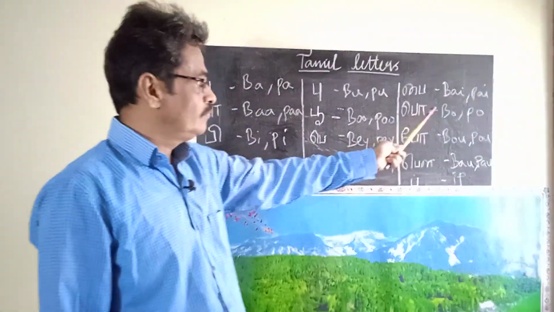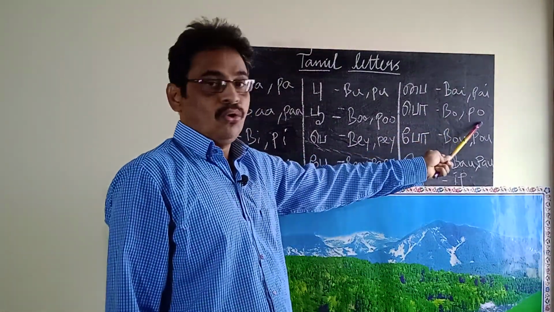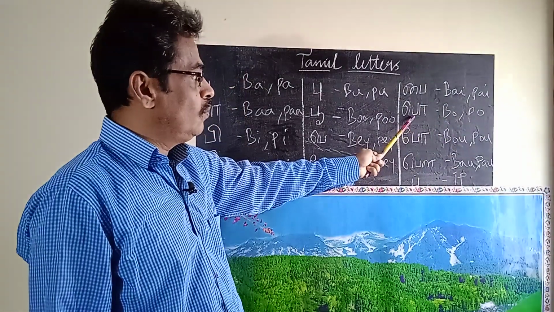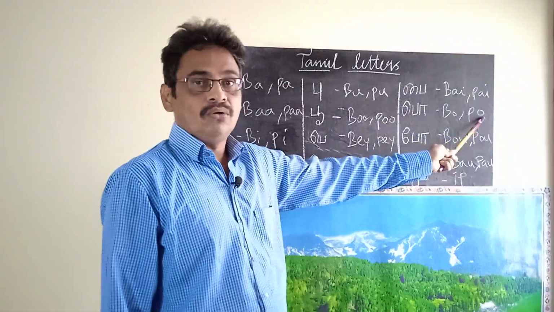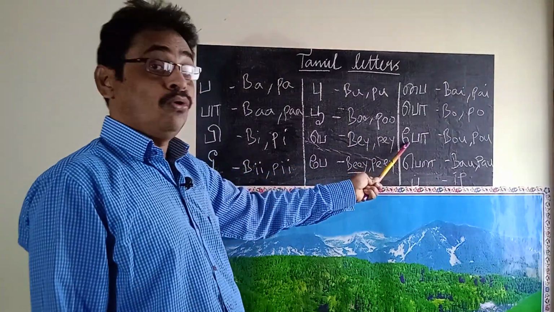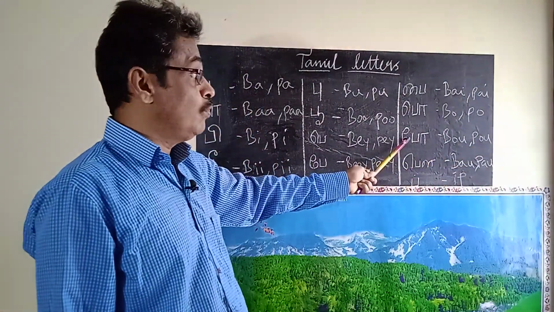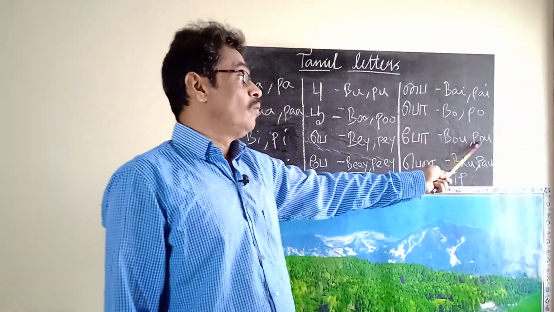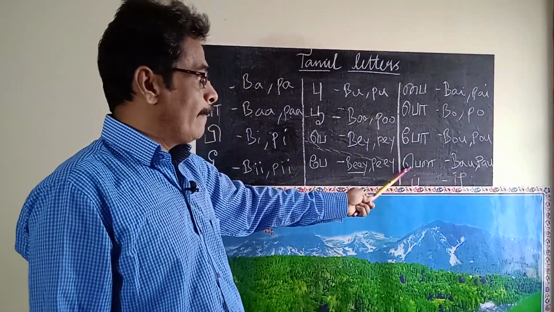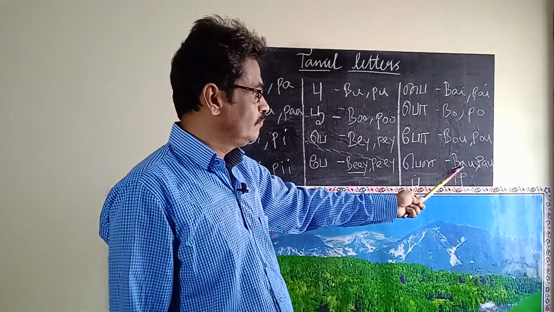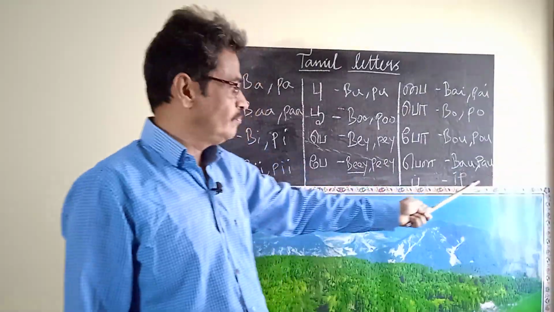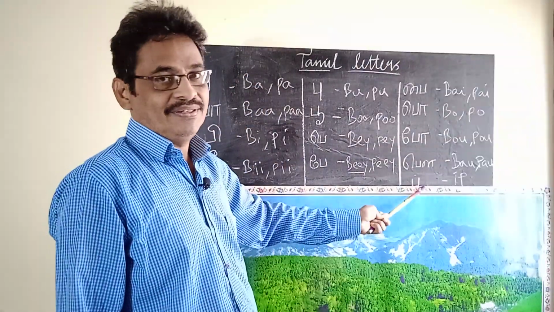Bo, po, bo, po, bo, po, bo, po. Bau, pau, and then ip, okay.